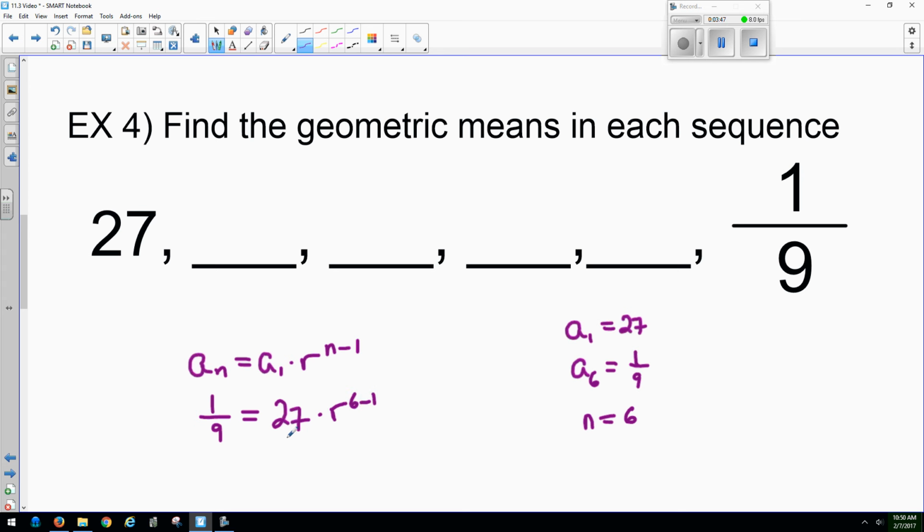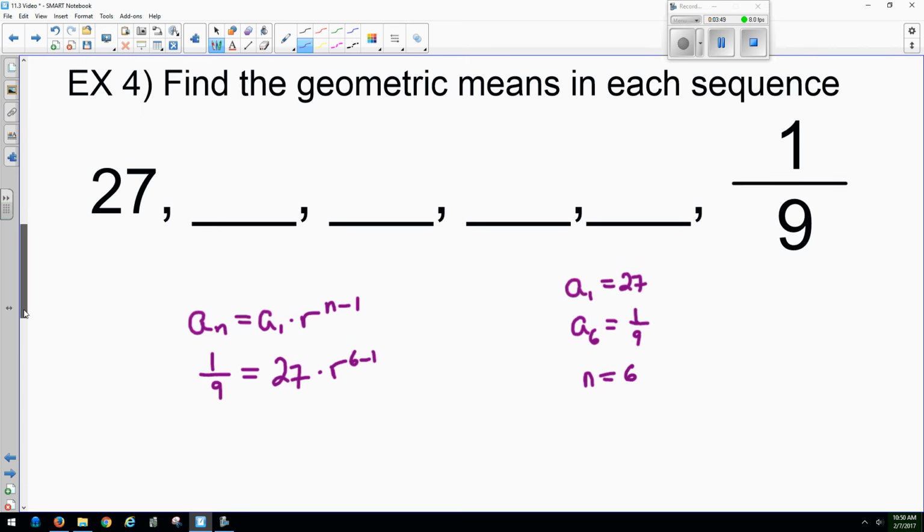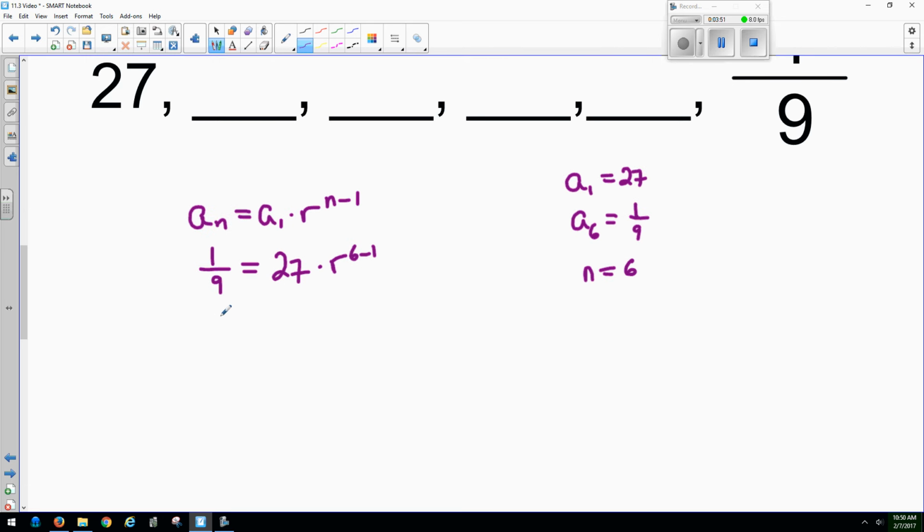So I'm going to go ahead and divide both sides by 27, and that's going to give me 1 over 243. This is r to the 5th power. So I actually need to take the 5th root of both sides to find our r value. So I'm going to show you how to do that in the calculator.